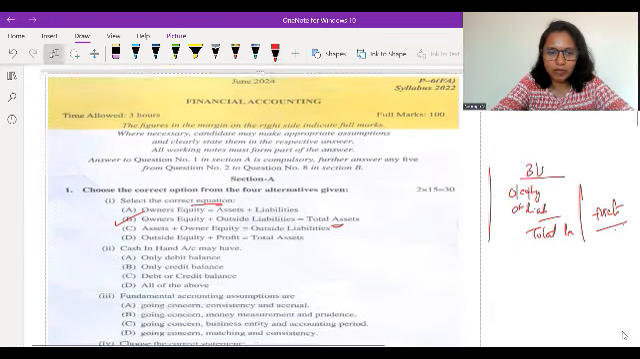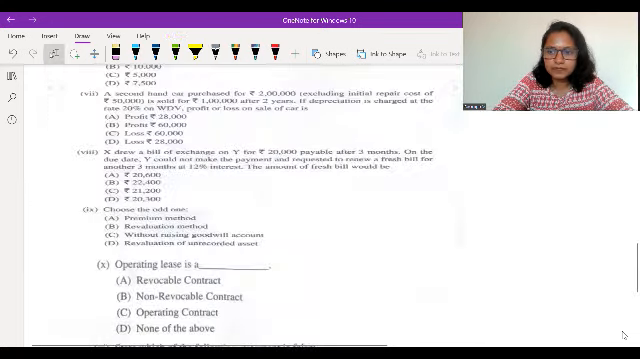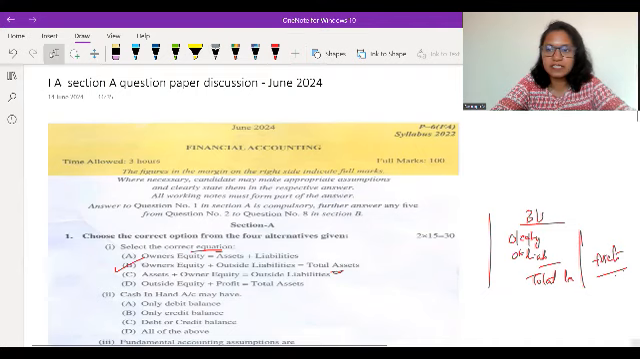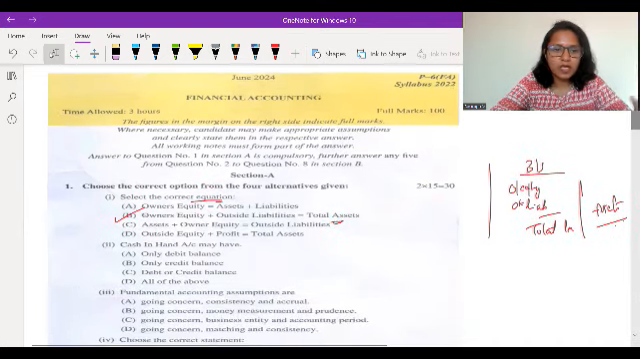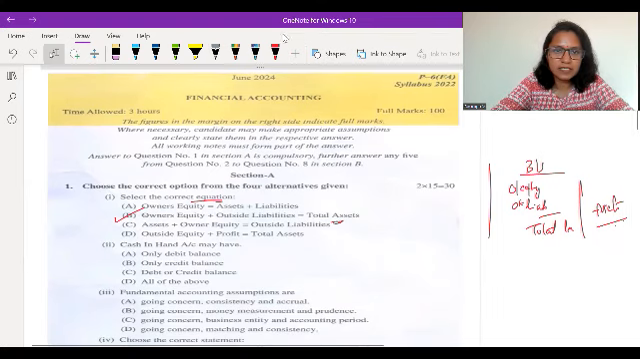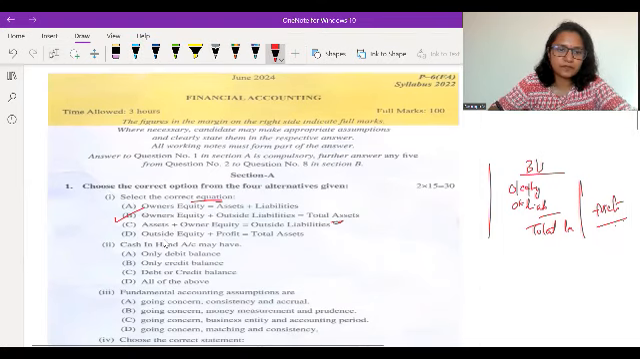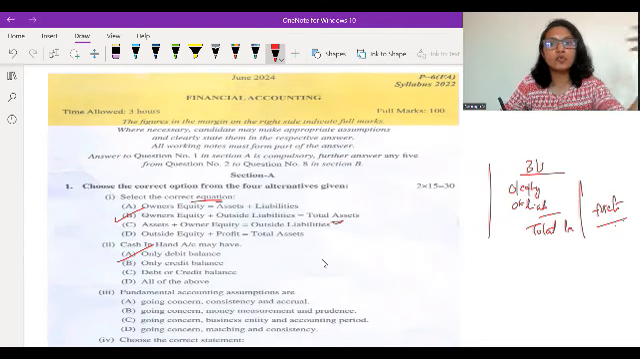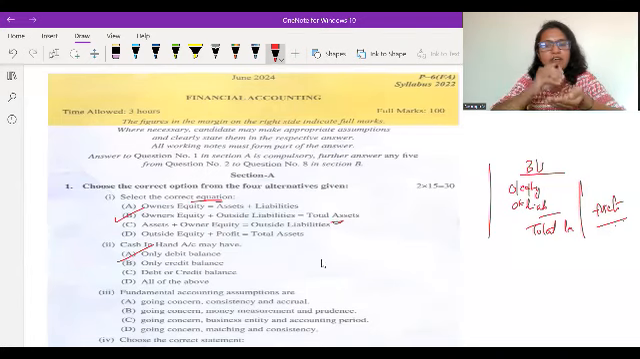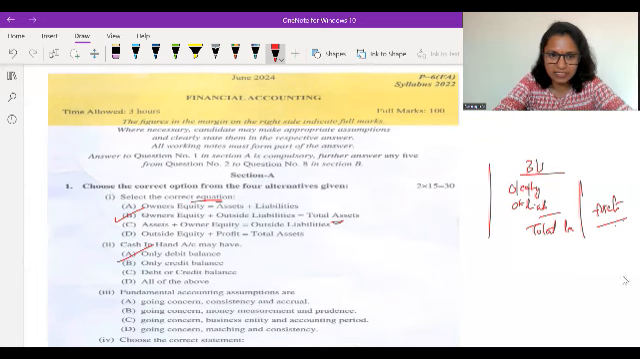Now the next question. Cash in hand account may have a debit balance, it may have a credit balance, both, any of the above. So the answer is debit balance. Cash in hand can always be a debit balance only. A bank account can have an overdraft facility, but I cannot overdraw more than what I am having in hand. So cash in hand will always show a debit balance.